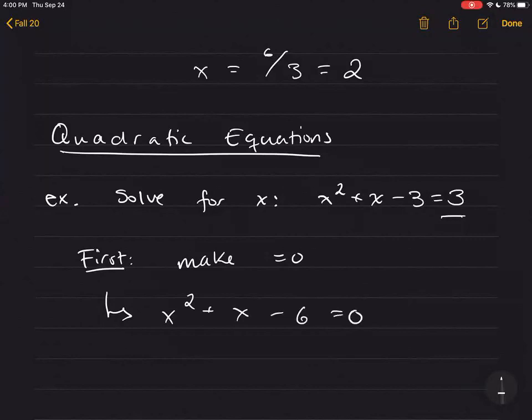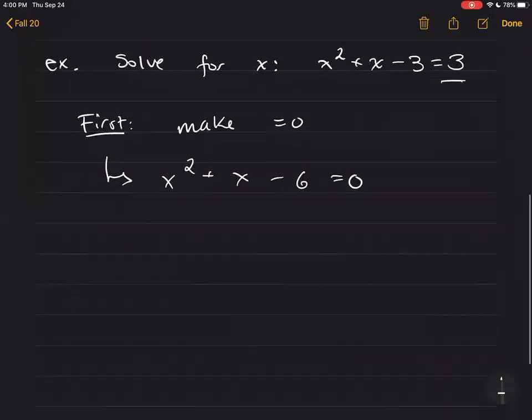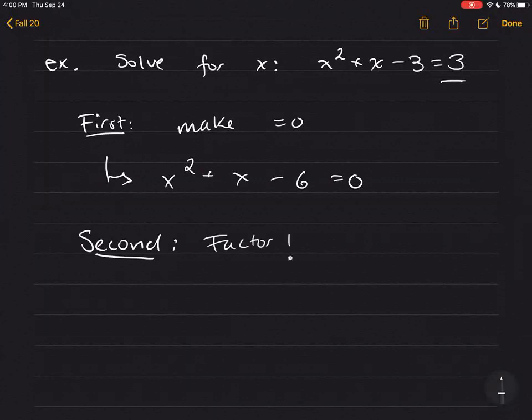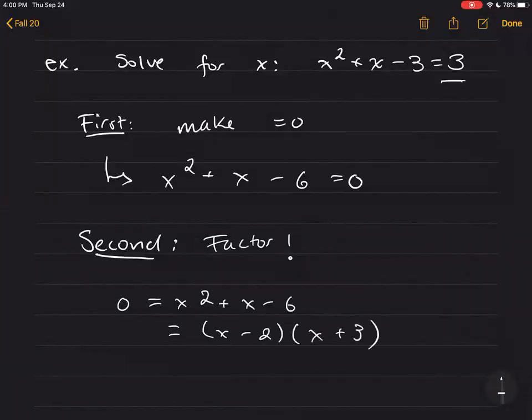That's an important first step, no matter what factoring method you're using. The second step is to go ahead and factor. In this case, you can see that this quadratic factors into x minus 2, x plus 3 pretty easily using the AC method. See lecture 1.4 if you want to review that kind of factoring.